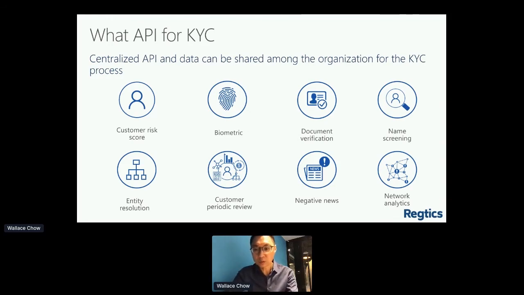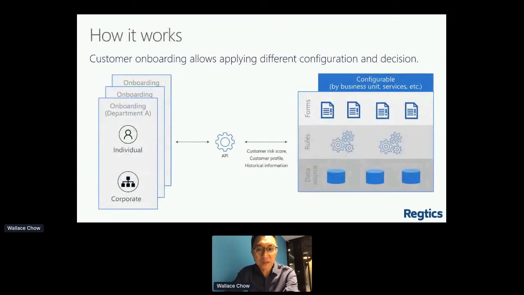And also there is something new called network analytics, which is to dig out the network or the relationships for a particular entity or customer in the organization, so that it is easy to analyze their behavior and their business in a more visualized approach. So how it works is something like this, I will show a few cases to you of how the API works at the back.